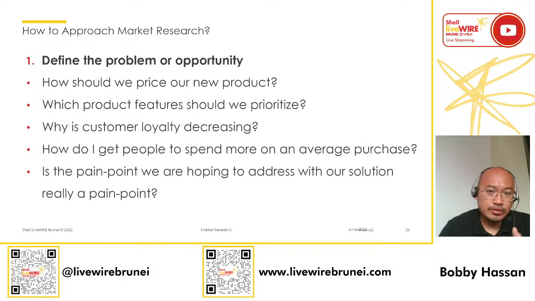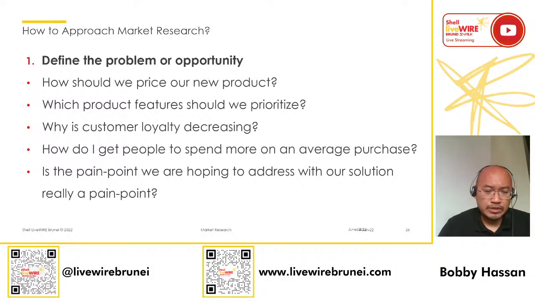Okay, a bit more detail. The first part is to define the problem or opportunity. So what's the problem that you or the customers have? It can be either way. In this case, how should you price your product? What product features should you prioritize? Sometimes people want to have it perfect, but you don't have to. If it's good enough, then people will want to buy it.